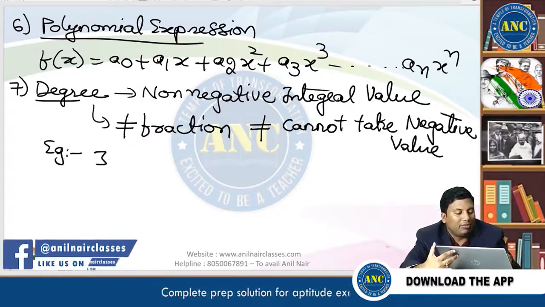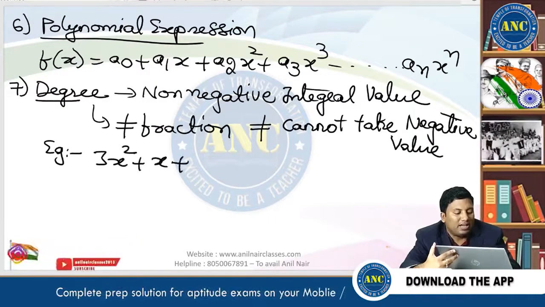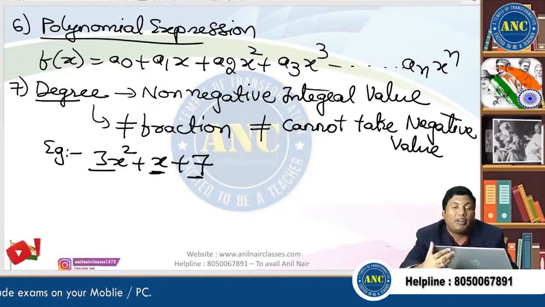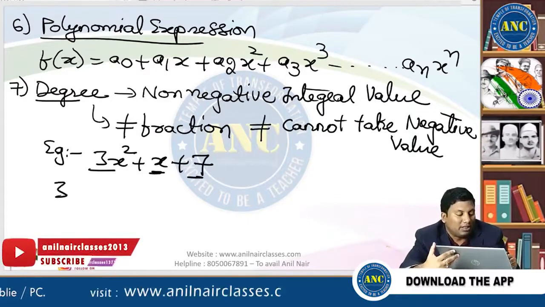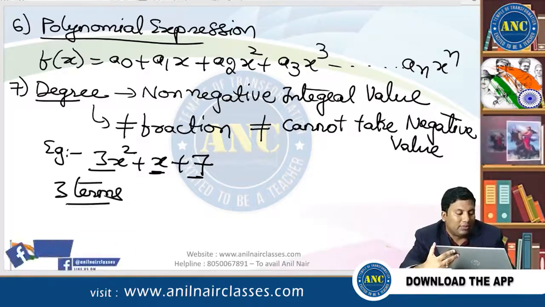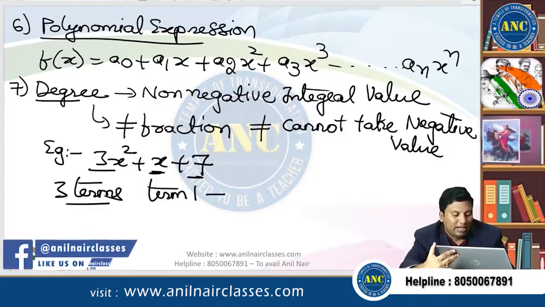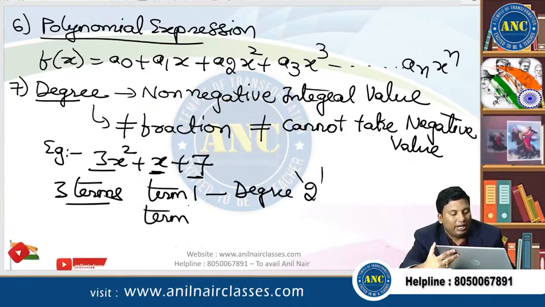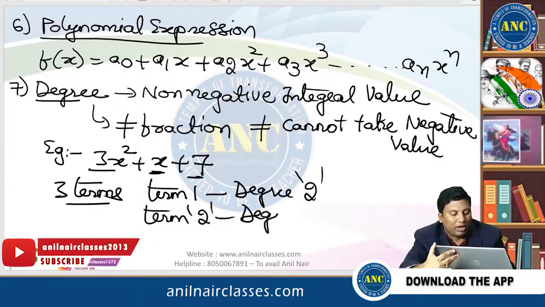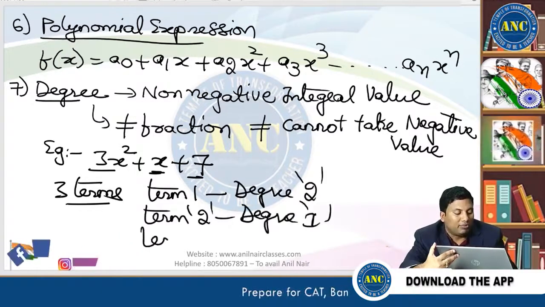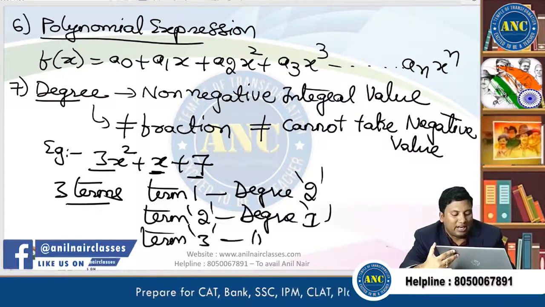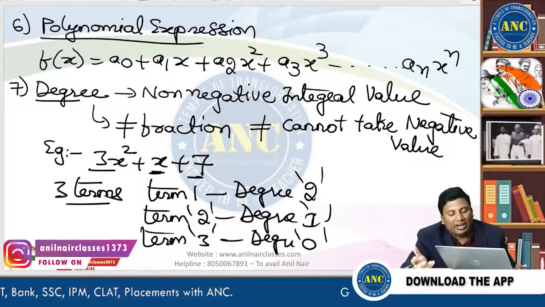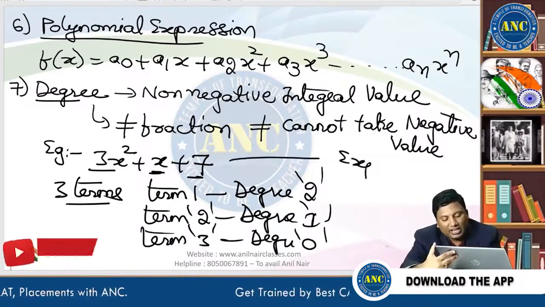For example, 3x square plus x plus 7 is there. Anything before a mathematical operator or after a mathematical operator is called a term. There are three terms. What is the term 1 degree? Term 1 degree is nothing but 2. What is the term 2 degree? Term 2 degree is nothing but 1. What is the term 3 degree? Term 3 is a constant. Degree is 0. So each term has got some degree: degree 2, degree 1 and degree 0. This is nothing but an expression.